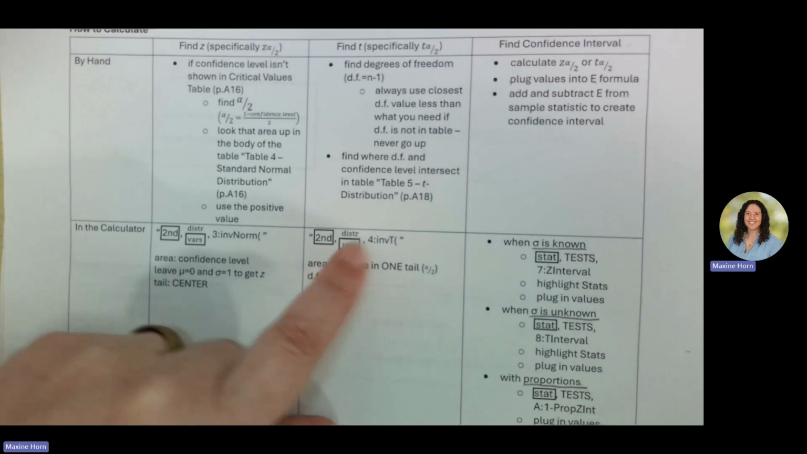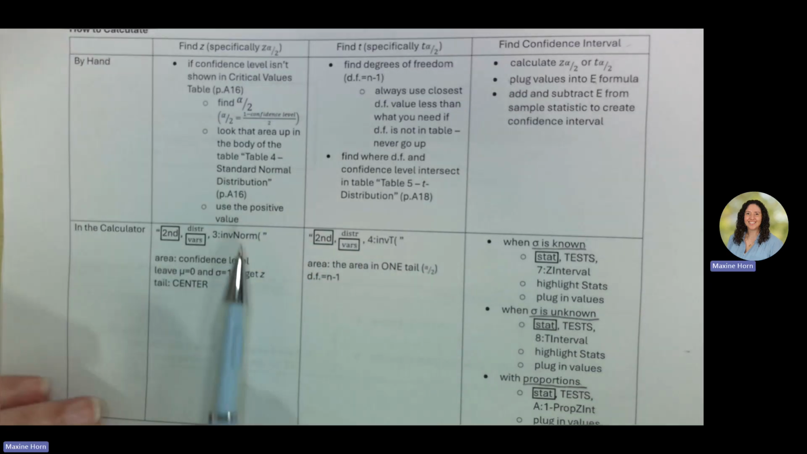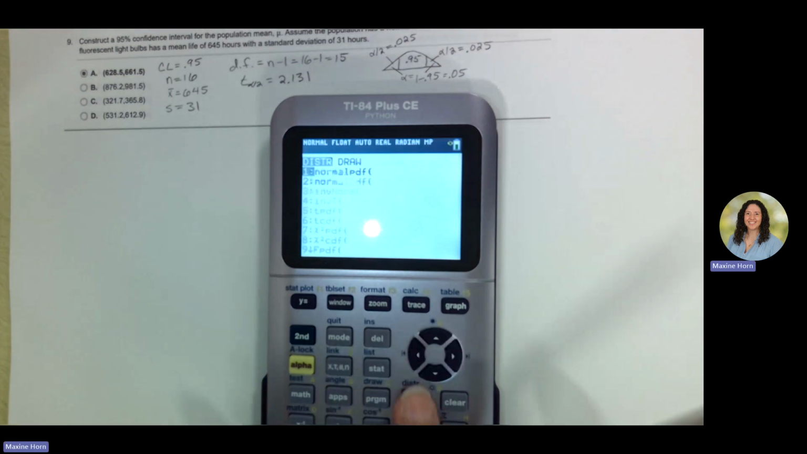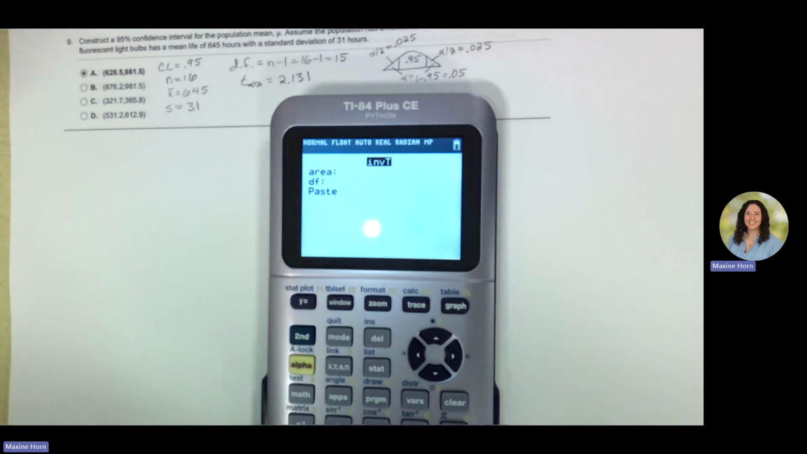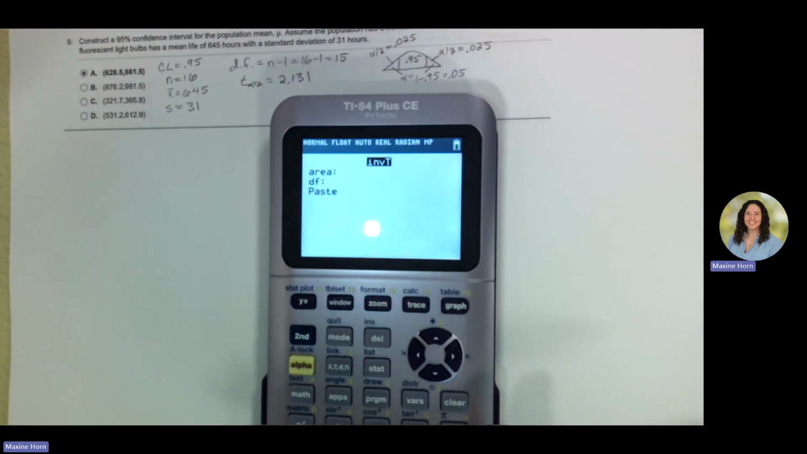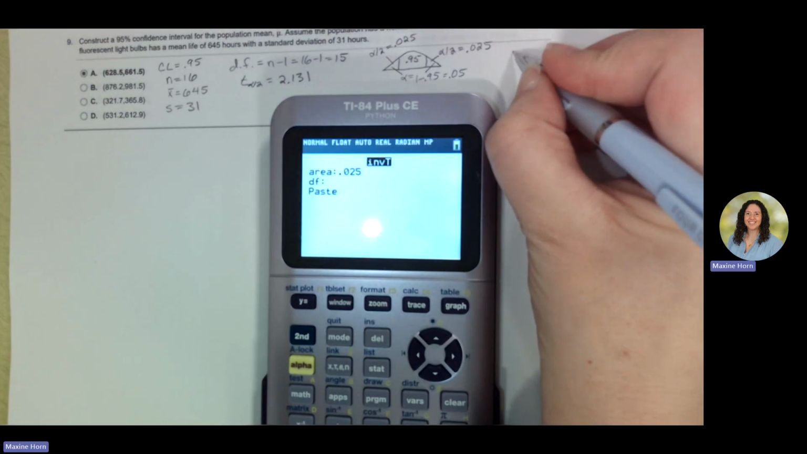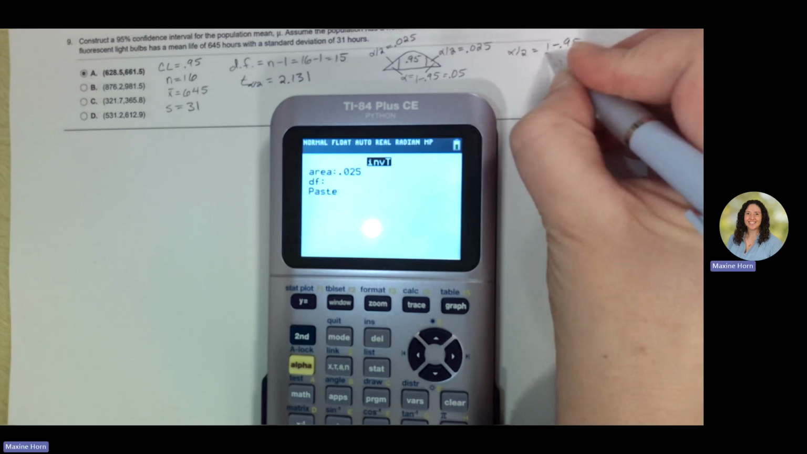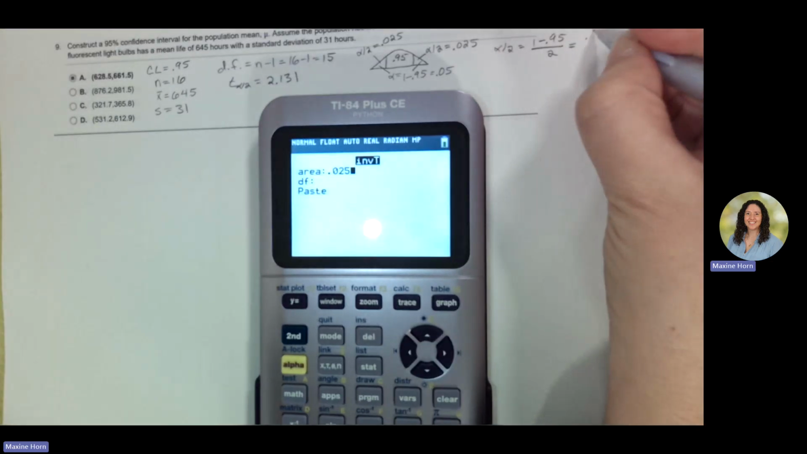We're going to go to second vars, and we're going to go to 4 inverse t. So if we're looking for a z-score, we go inverse norm. If we're looking for a t-score, we go 4 inverse t. Okay, so we go second vars down to 4 inverse t. And remember, you have to give it the area in one tail. Okay, so the area is 0.025, which again, if you wanted to calculate that, it's 1 minus your confidence level divided by 2, right? If you're just plugging it into the formula.